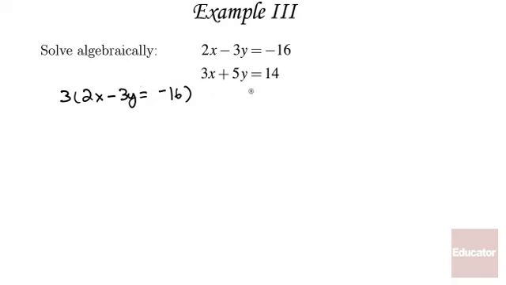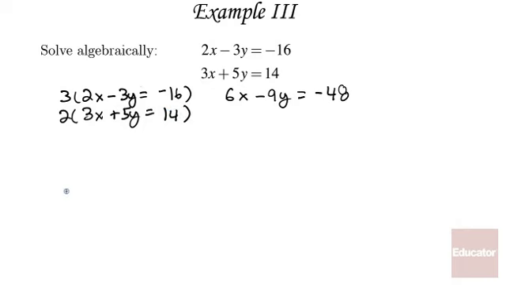And this comes out to 3 times 2x is 6x. 3 times -3, that's -9y. And 3 times -16 is -48. Second equation, I'm going to multiply by 2. So 2 times 3x plus 5y equals 14. Okay, 2 times 3x gives me 6x. 2 times 5y is 10y. And 2 times 14 is 28.